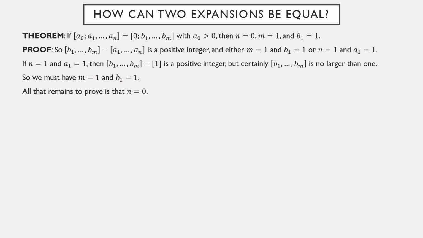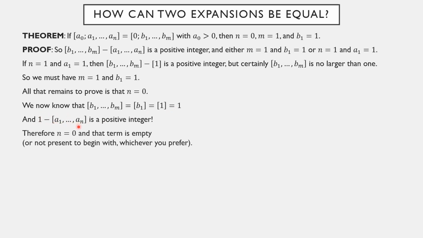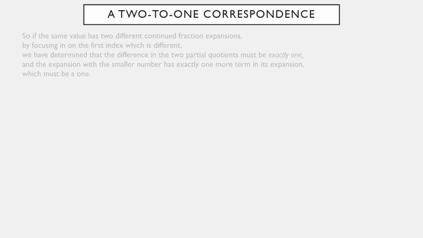So all that remains to prove is that n actually can't be 1, it must be 0. So we had to have m equals 1 and b1 equals 1. And 1 minus that must be a positive integer. Well, this here has to be empty. It has to be 0. There has to be nothing there, or just not there to begin with, however you prefer to think about it. That's the only way that 1 minus that continued fraction could be a positive integer, if it just wasn't there to begin with.